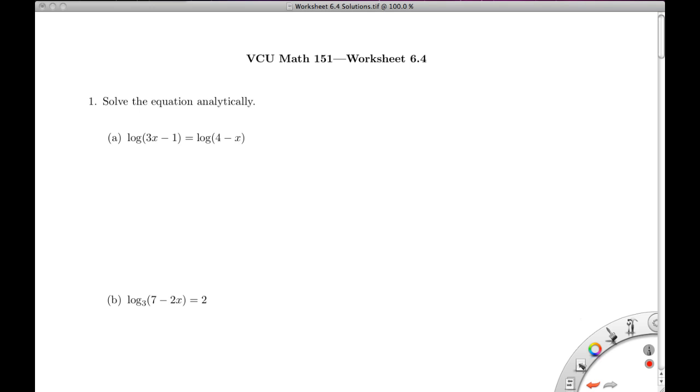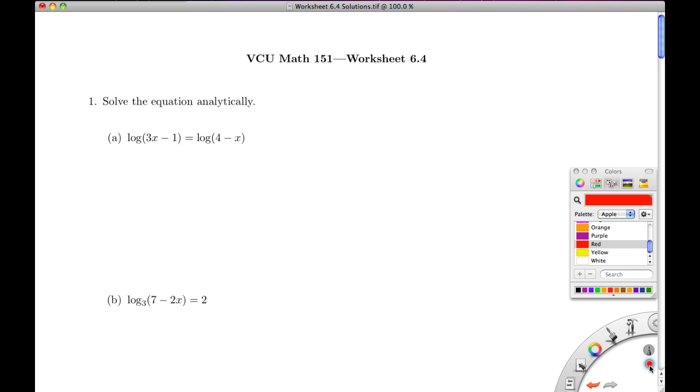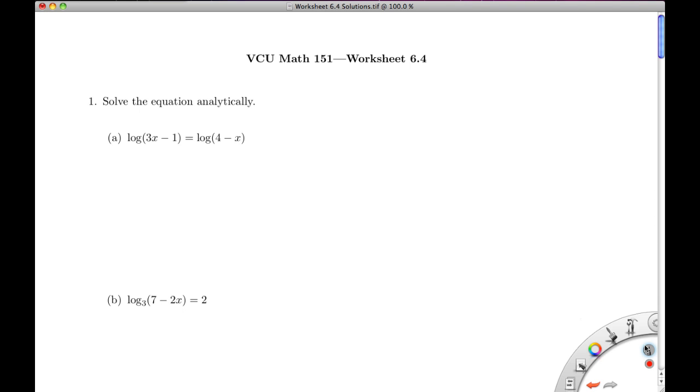So for part A, we're asked to solve for x if the log of 3x minus 1 is equal to the log of 4 minus x. Now a couple things we want to remember, since we're dealing with logarithmic functions, there's a very specific restriction on what we can put into logarithmic functions, namely that we can only take the log of positive numbers. So one thing that we may want to consider, and you don't have to do this every time, is maybe making some domain acknowledgments as you work through this.